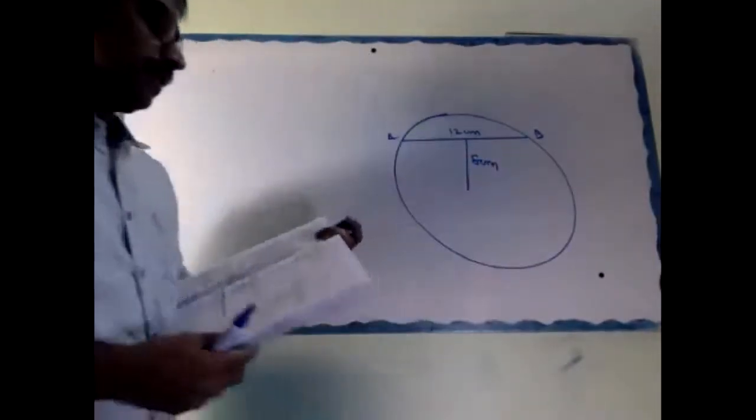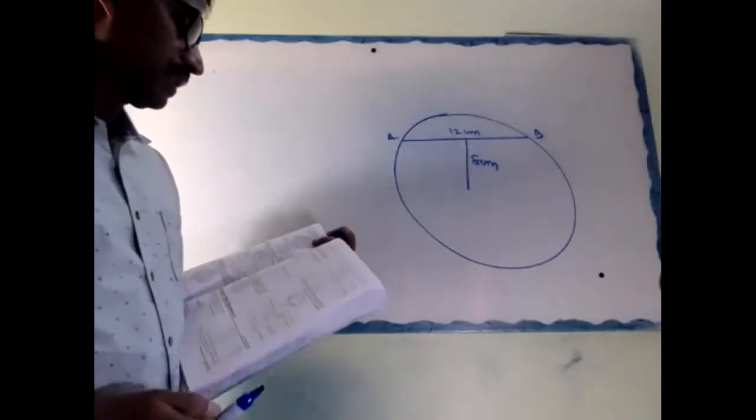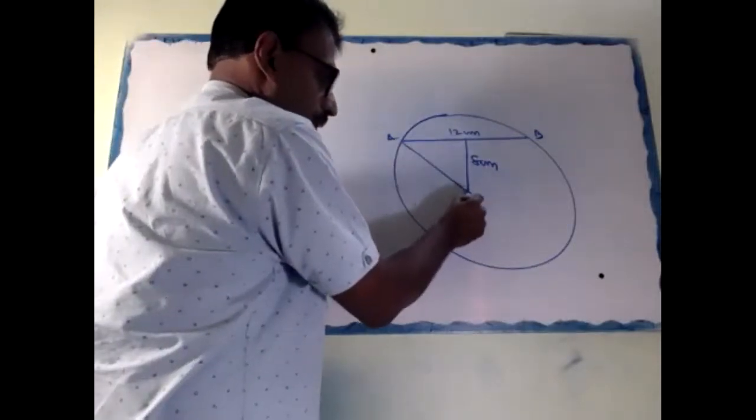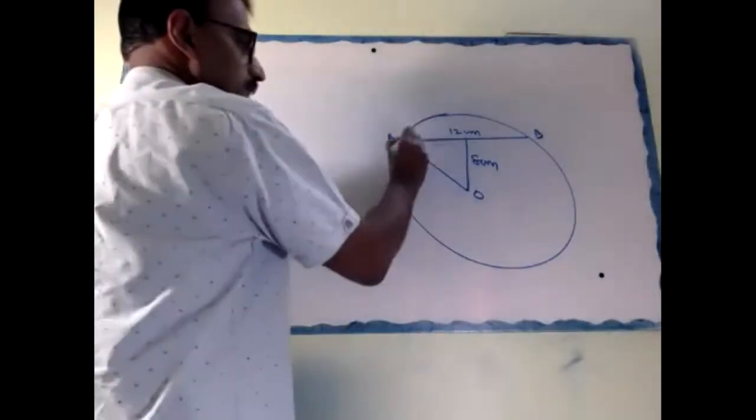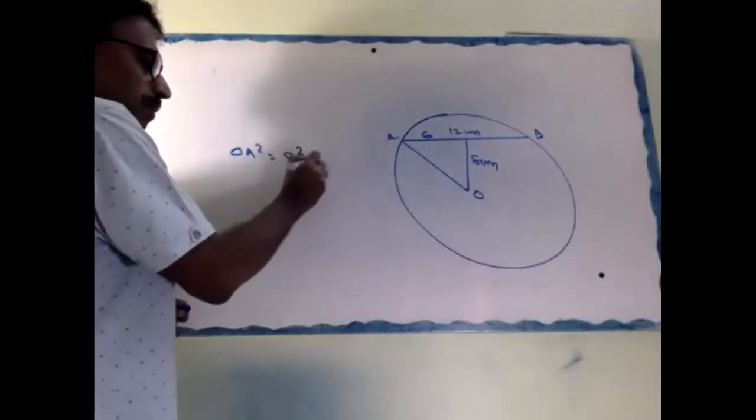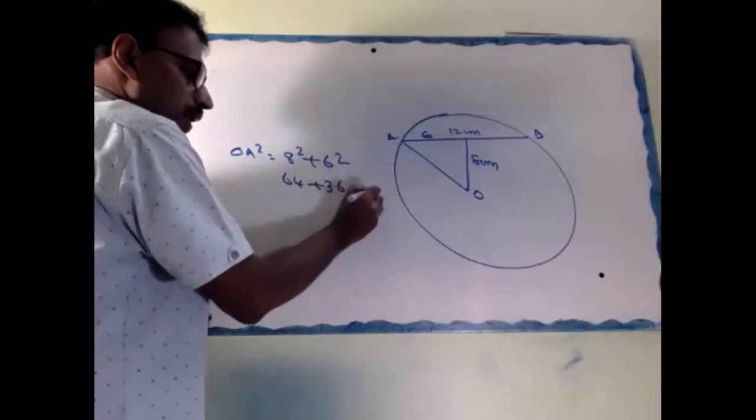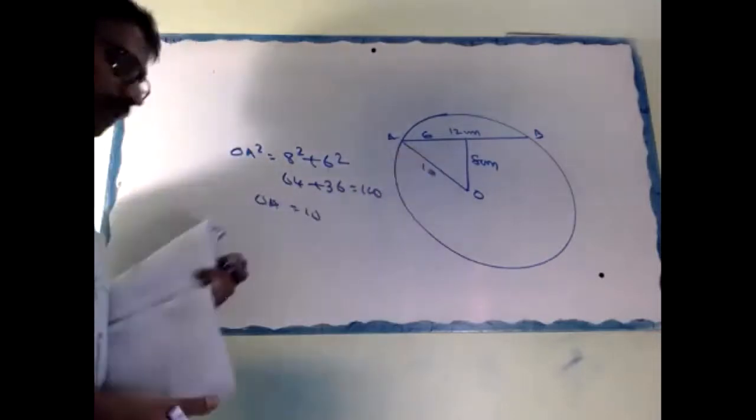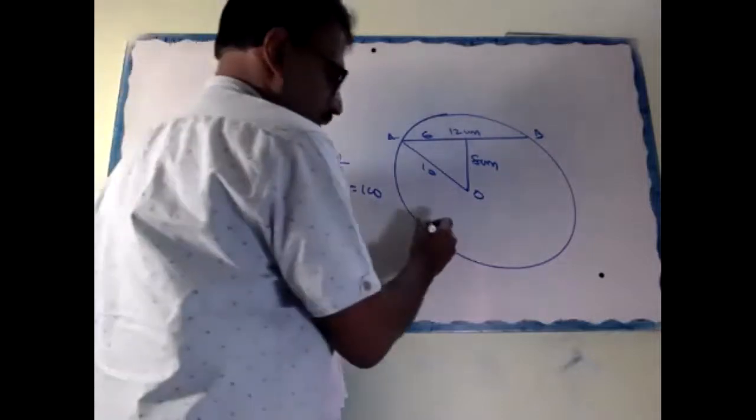So now a chord 12 centimeter is 8 centimeter away from the center of the circle. So we can find out the radius. OA. OA square, this will be 6, right? OA square equal to 8 square plus 6 square. So 64 plus 36 equal to 100. OA equal to 10. This is 10. Now, what is the length of another chord? There is another chord here.